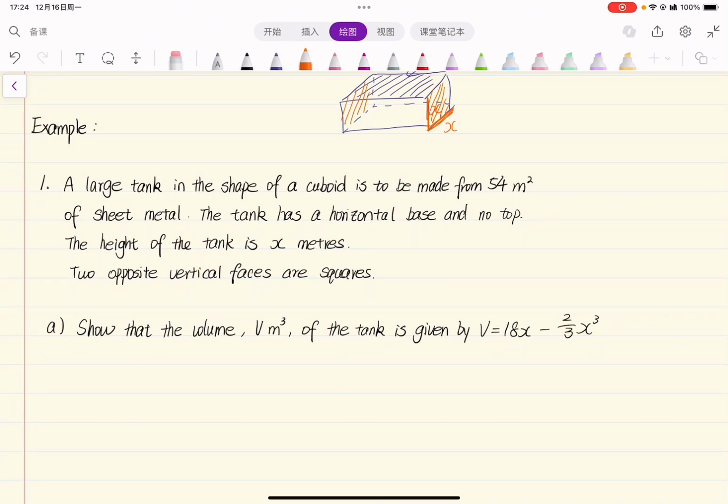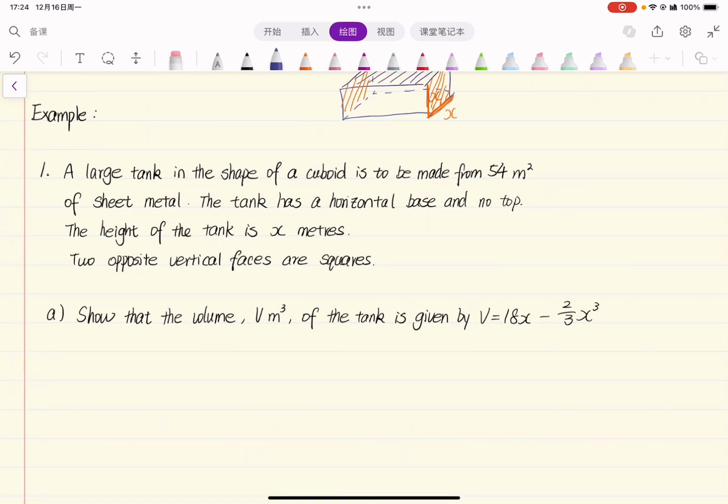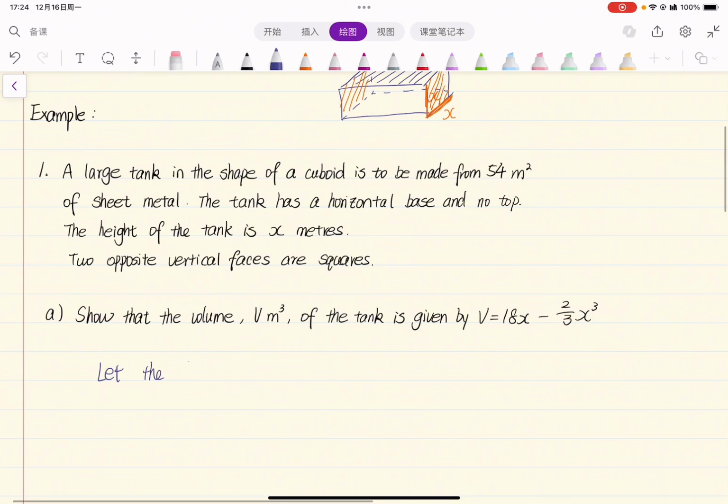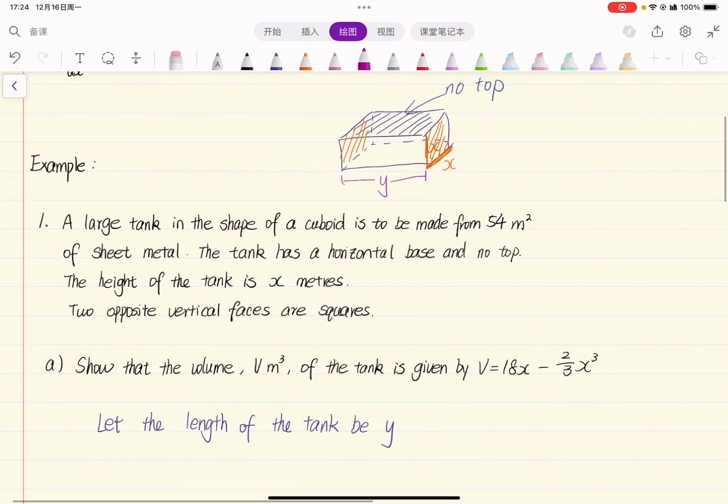Recall that when you want to find the volume of a cuboid, you need to multiply length, width, and height together. But in this question, we don't know the length of the tank. So we can label the length of the tank as y. Let the length of the tank be y. So we have y over here, right? And then you need to find the relationship between y and x, since the final answer only includes x, right?